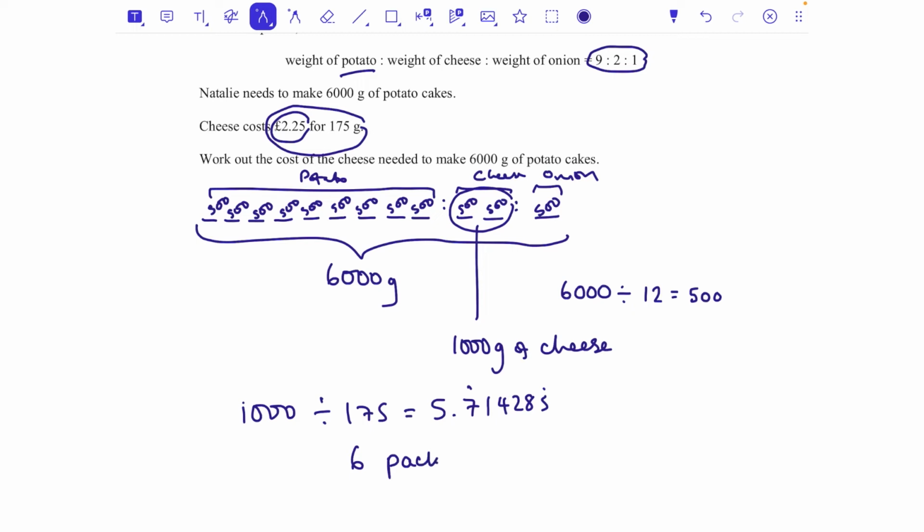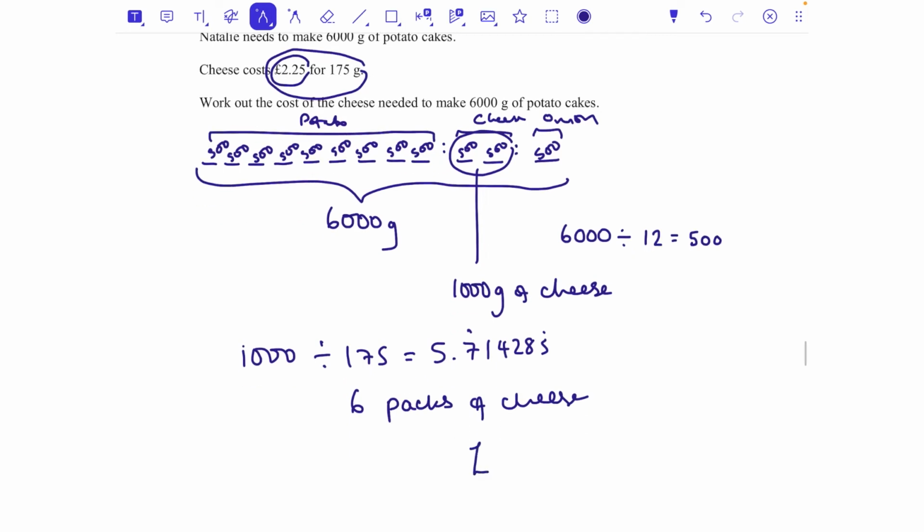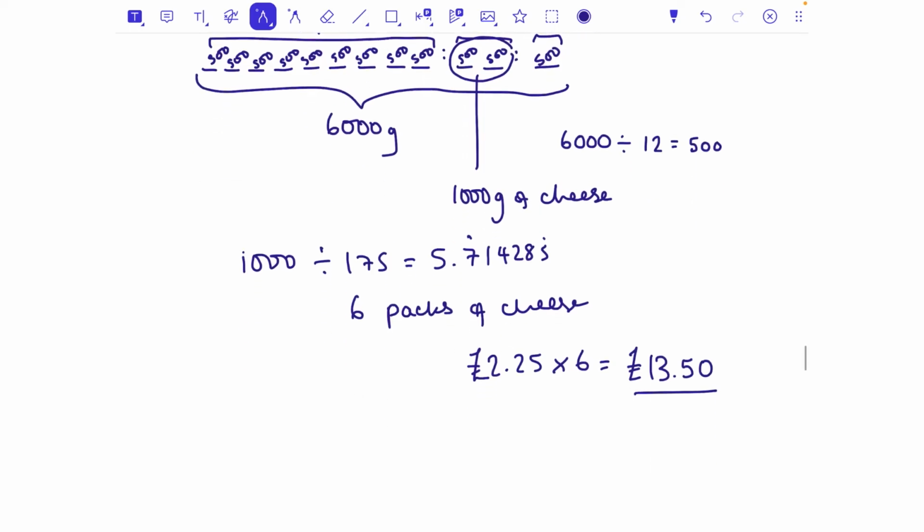6 packs of cheese. And so then I'm going to do £2.25 multiplied by 6, because it's £2.25 for each of the packets. £2.25 times 6 is £13.50. It just says 13.5 on my calculator, but because it's money, I'm going to do 2 decimal places there. So £13.50 would be the correct answer.